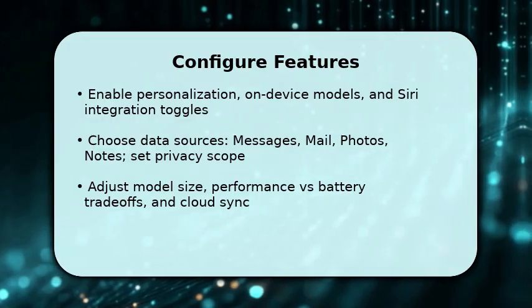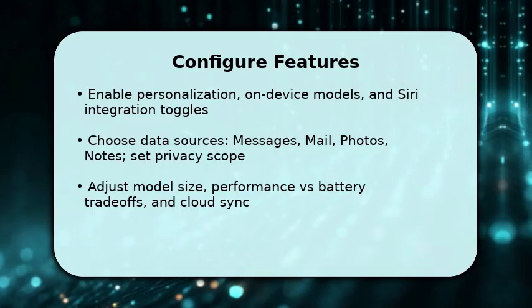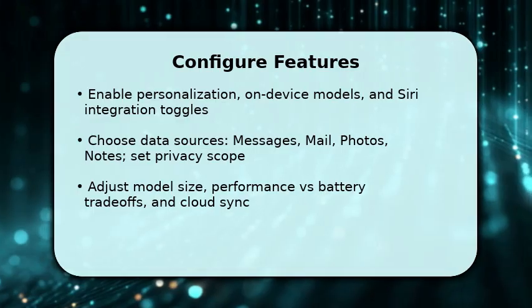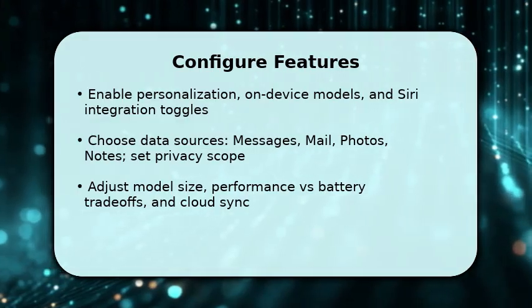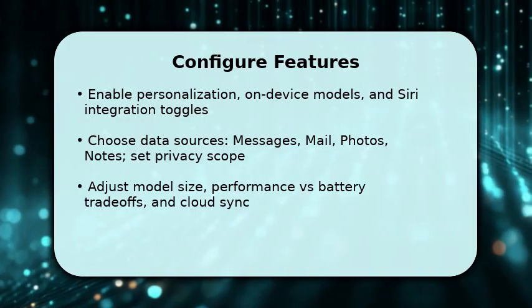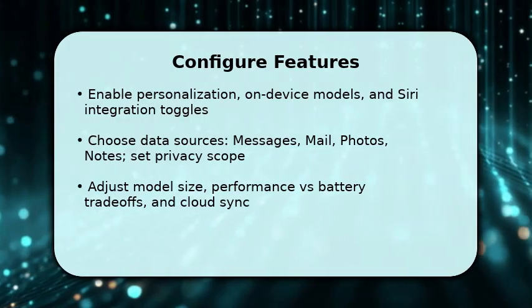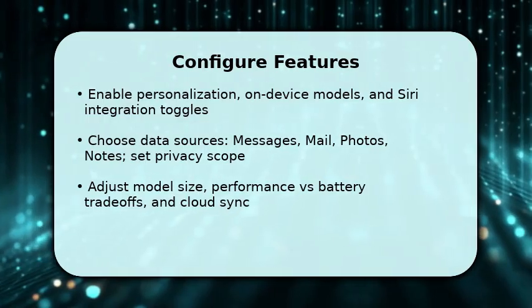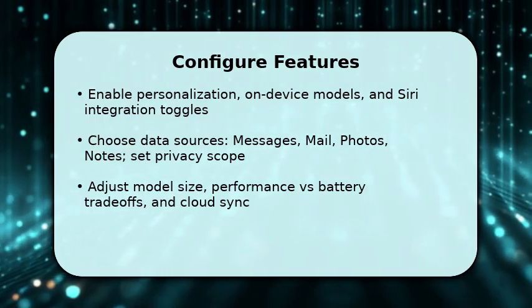Once enabled, select which apps Apple Intelligence can read, messages, mail, photos, notes, then narrow the privacy scope to limit access to specific folders or contacts. Next, pick model preferences, smaller for battery savings or larger for accuracy. Make sure to understand the performance versus battery trade-off.